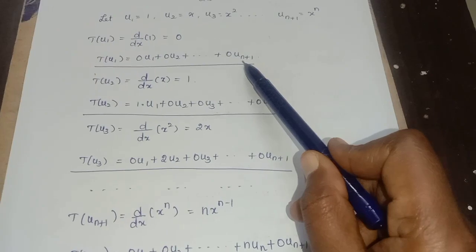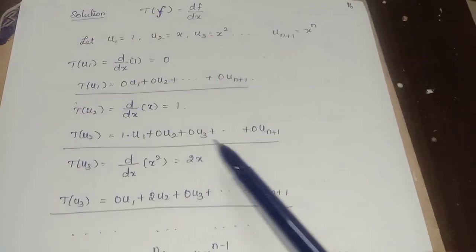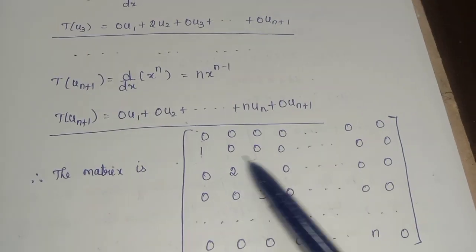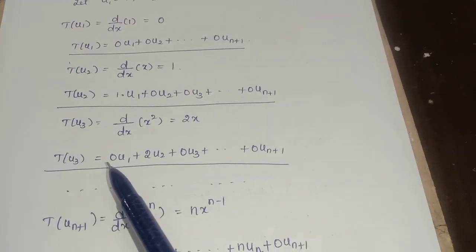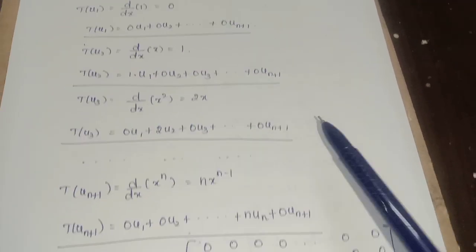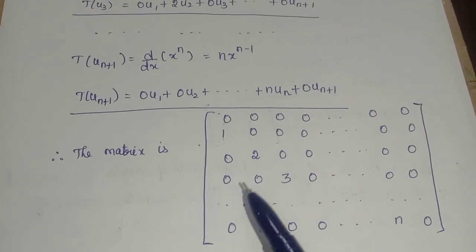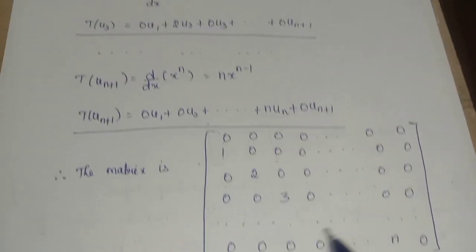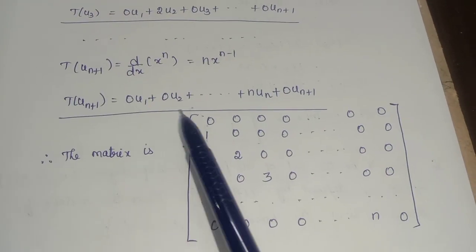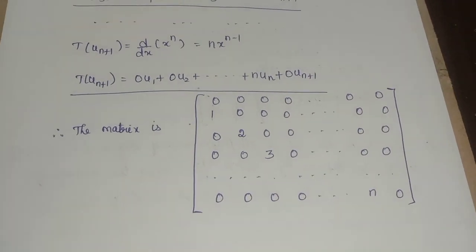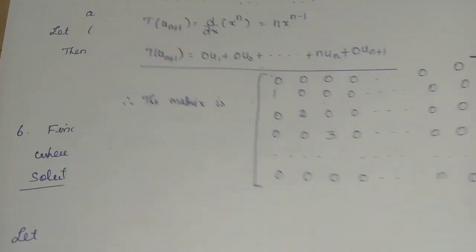The first statement, all the coefficients are 0. The second statement, first coordinate is 1, all the remaining are 0. So 1 0 0. The next one, 0 2 0, all others are 0. So 0 2, all others are 0. So what will be obviously in the third step? 0, 0, 3, 0, 0. And finally last row will be 0, 0, 0, etc. In the nth place you will have n and the last one is 0. Okay, right. Then next one.